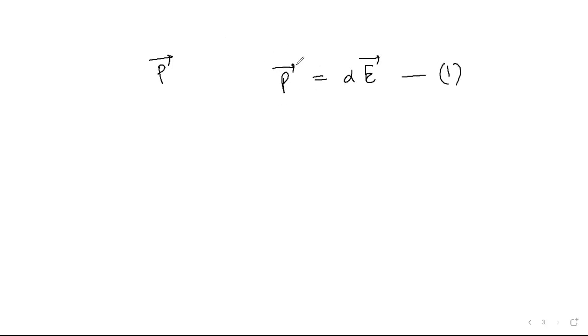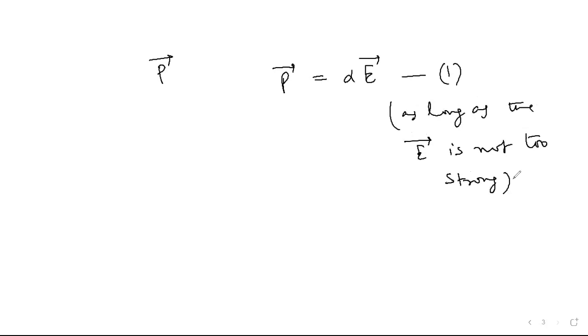So this is the induced dipole moment of the atom, and E is the electric field in which it is placed. Now, this proportionality holds good as long as the electric field E is not too strong, right?